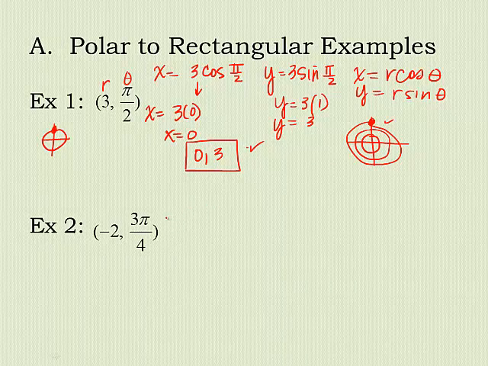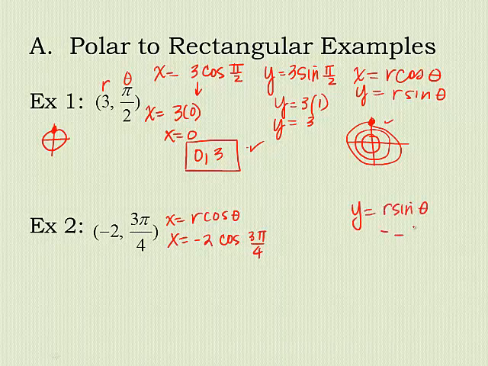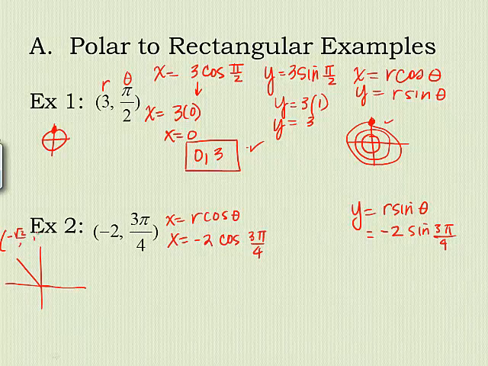Okay, x equals r cosine theta. So r in this situation is negative 2, and I want the cosine of 3 pi over 4. Y equals r sine of theta. So negative 2 times the sine of 3 pi over 4. All right, so let's remember where 3 pi over 4 is. That is over here. And our coordinate pair over here is negative square root of 2 over 2, positive square root of 2 over 2, right?